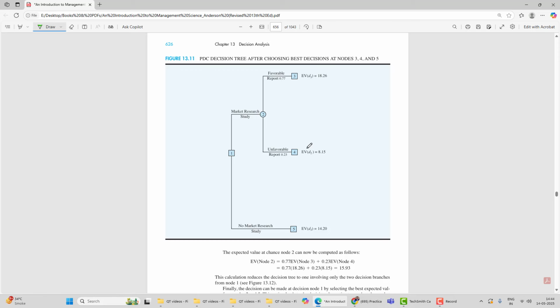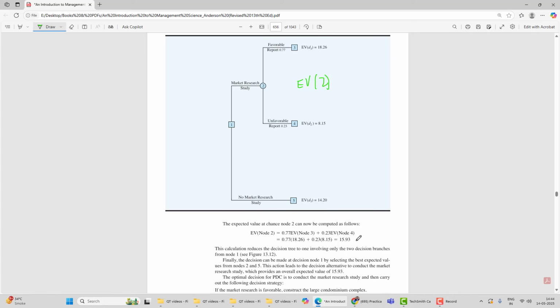So here you see only D3, D2 and D3 are maintained, and now again we will have to find out EV2, right? EV2 will be the same thing again: probability into value plus probability into value. So for EV2 we are getting 15.93 here. So it will be 15.93, and at the bottom we have already done the calculation.